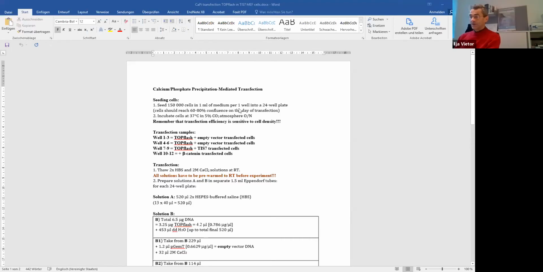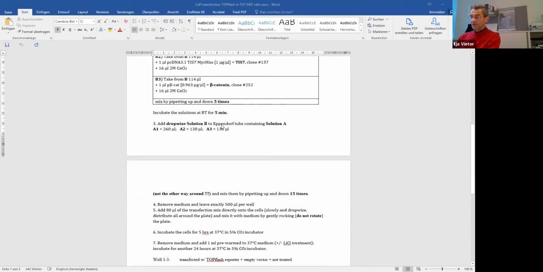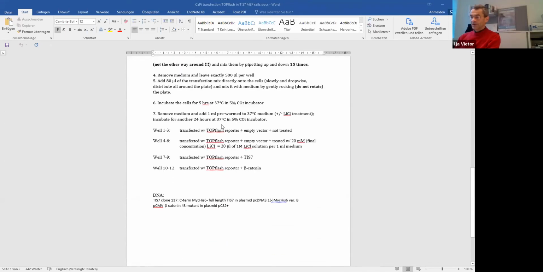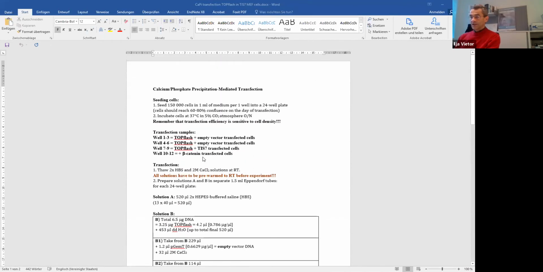So we have a calcium phosphate precipitation mediated transfection, where is the full protocol of this experiment as if you would do it yourself. So there is all necessary information about the material which was used and about the procedure, which I will show you how it is done. So that was one part of the package which you have received.